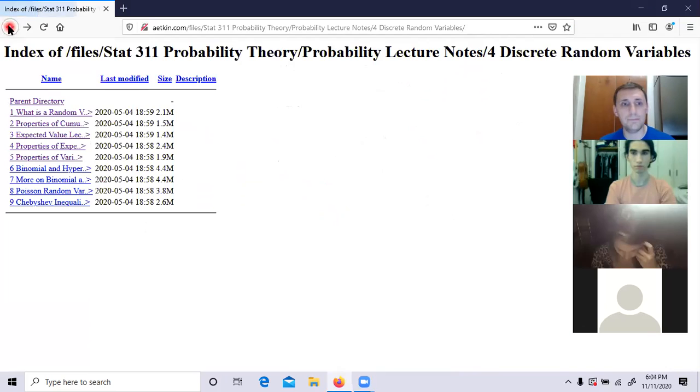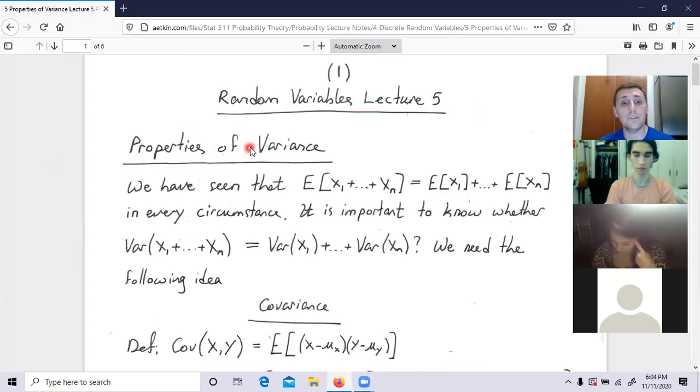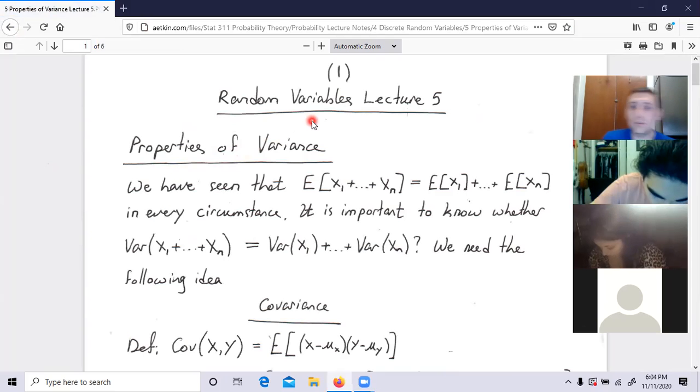Wonderful, let's move on. So now we talk about properties of variance. We have seen that the expected value of a sum is always the sum of the expected values, and that's true in any circumstance. It is important to know whether this will also be true of variance. So we need the following idea.